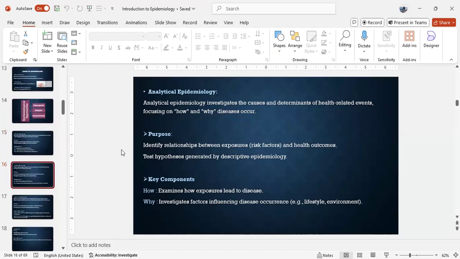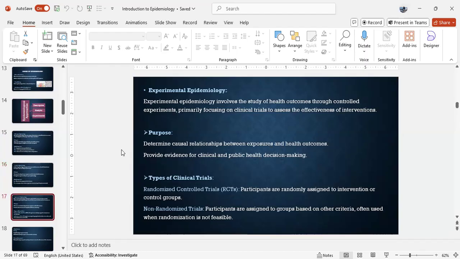Analytical epidemiology investigates the causes and determinants of health-related events, focusing on how and why disease occurs. Its purpose is to identify relationships between exposure, that is risk factors, and health outcomes. It tests hypotheses generated by descriptive epidemiology. Key components are how, that examines how exposure leads to disease, and why, that investigates factors influencing disease occurrence. Example given: lifestyle or environment.